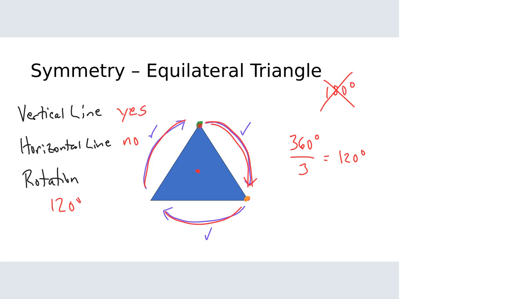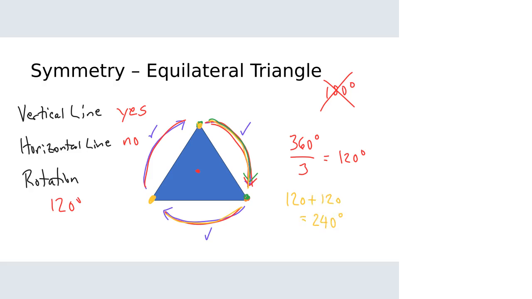So if I want this point to go to here, that's a 120 degree rotation. What if I want this point to end up over here? Now, I could go 120 degrees counterclockwise, but let's just stick with the clockwise for now. 120 would get me here, and another 120 would put me here. So I need to do 120 plus 120.